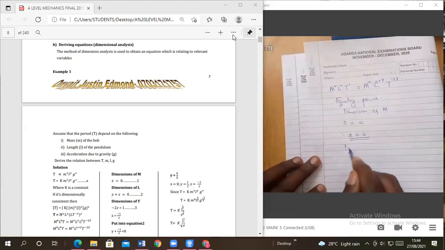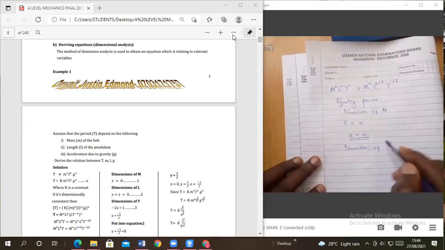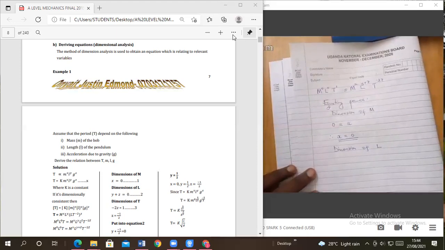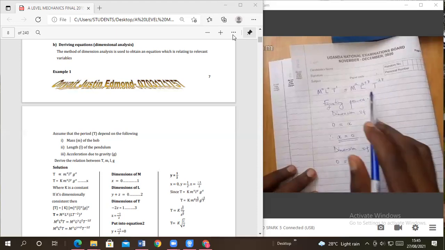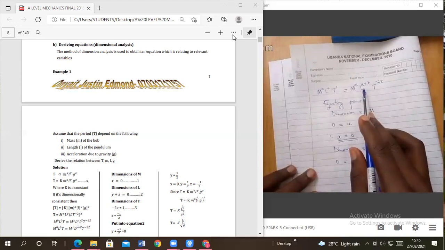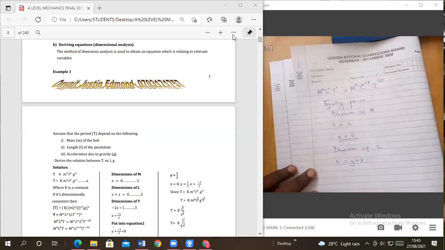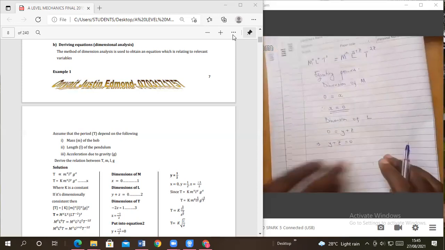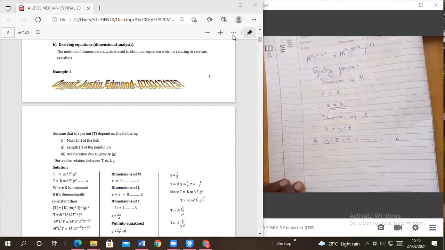Then we come to the dimension of L. When you look at the dimension of L in the left we have 0, so we shall have 0 equals to, in the right hand side we have Y plus Z, not so? So it implies that our equation, which is Y plus Z, is equals to 0. We can label this one as equation number 1 because we don't know Y and Z yet.